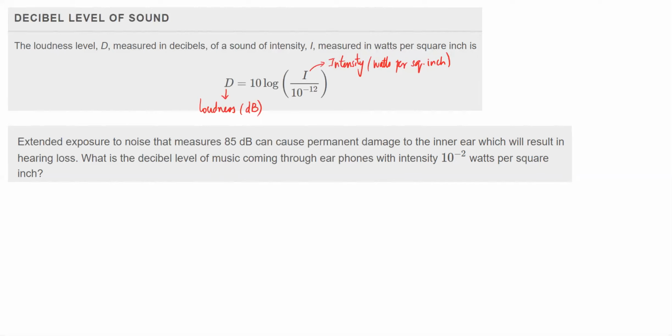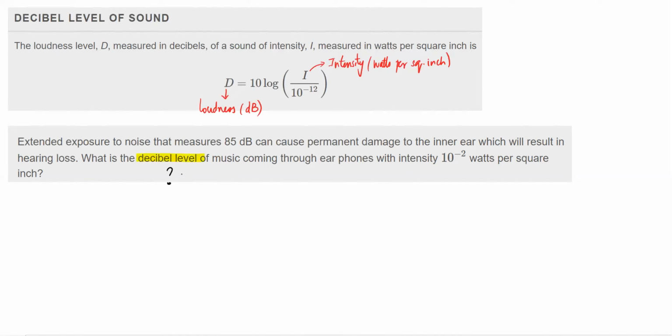Okay, let's scan this question. This question is saying, what is the decibel level? This is what we need to find. So that is missing, meaning your D is missing. Decibel level is your D. That's missing. But what is given to us is the intensity, 10 power negative 2, and that's measured in watts per square inch. So even if they didn't use the word intensity, you will catch it by its unit, which is watts per square inch. So we are asked to find D given I.